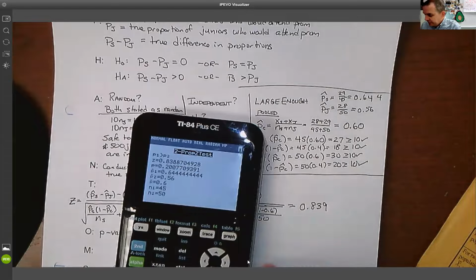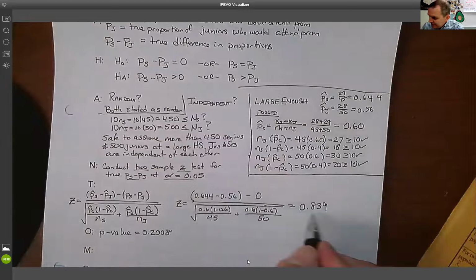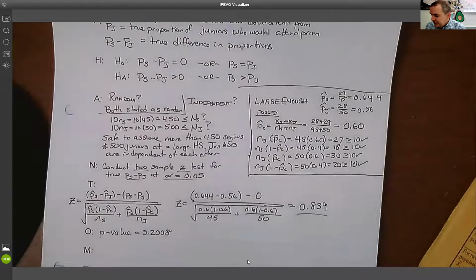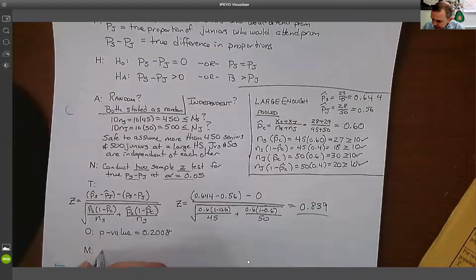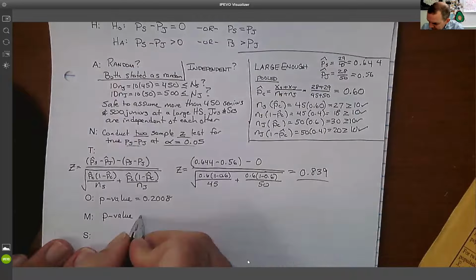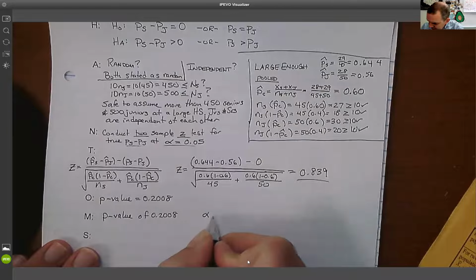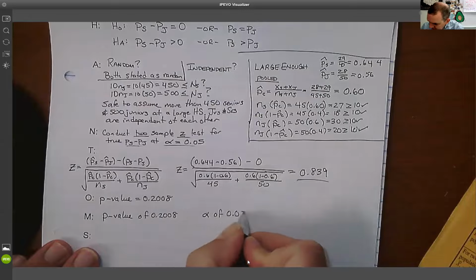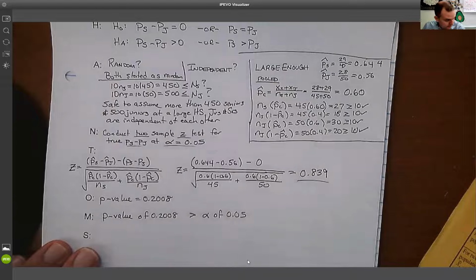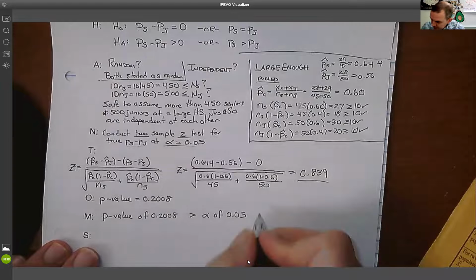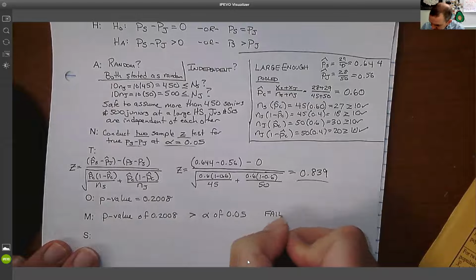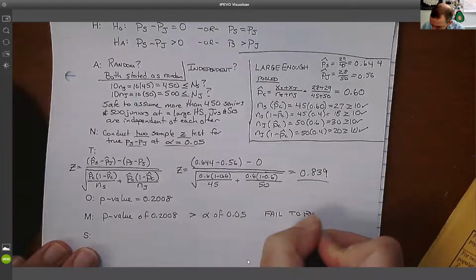So lots of p's. So now what I have is my z-score. I'm barely a standard deviation above average. My p-value is 0.2008. And I'm going to make my conclusion. So what I do is I compare my p-value of 0.2008 to my alpha of 0.05. It is greater than. We are going to fail to reject the null.